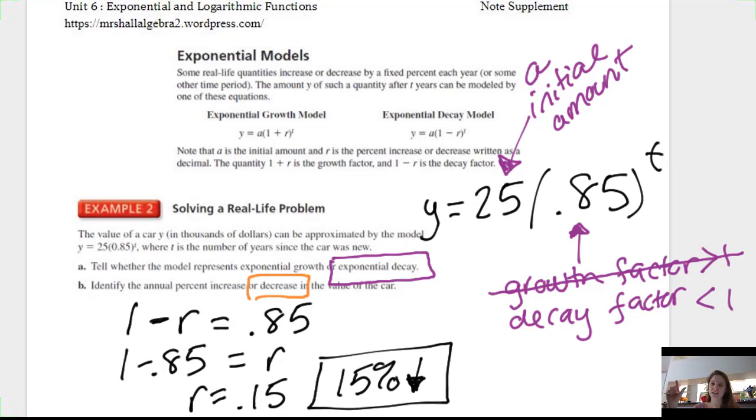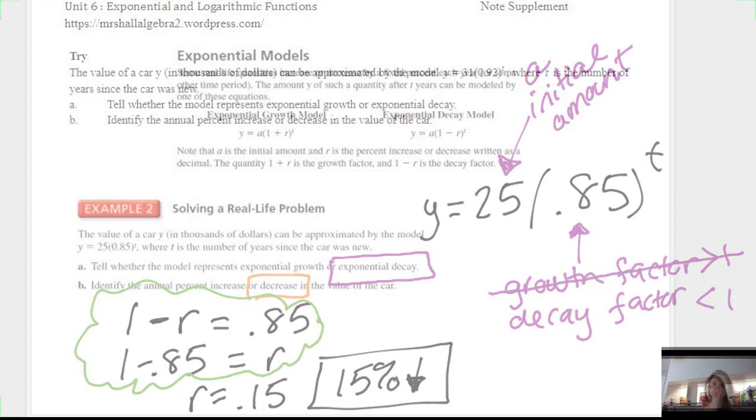Eventually, you're going to start to see 0.85 and say, well, I know that's less than 1, and that's 0.15 less than 1, so it's a 15% decrease. And you will not have to show this work, but you will have to come up with the R value. Is it growing or is it decreasing, and by what amount?